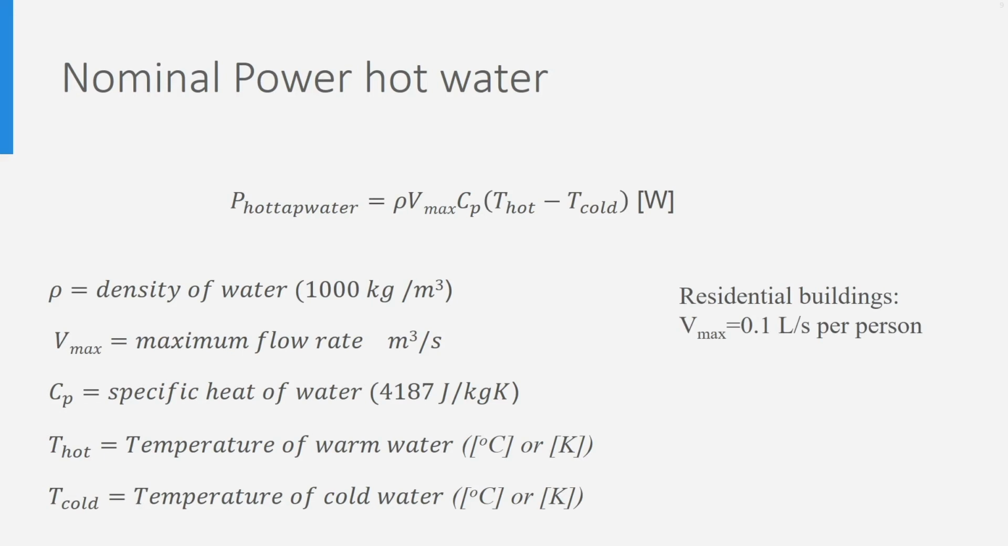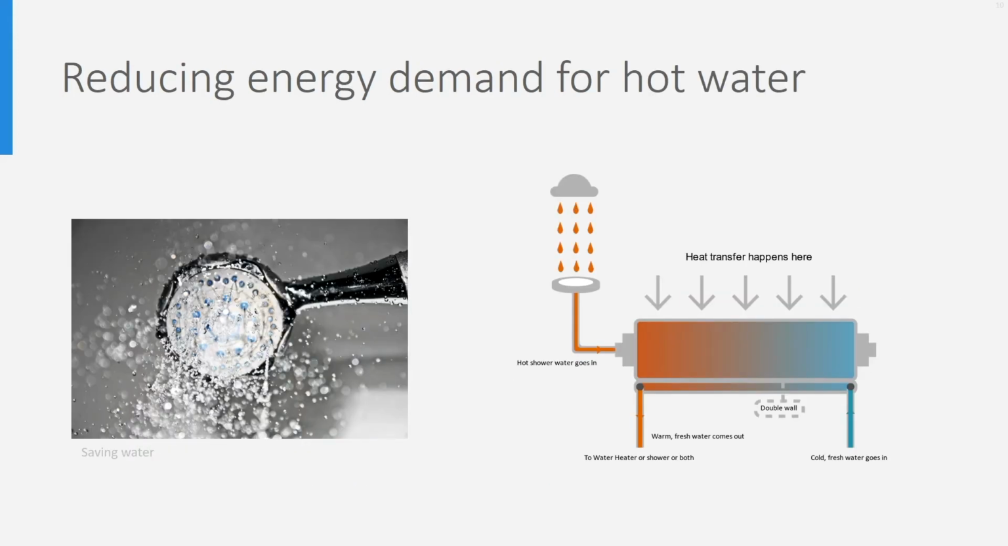In residential buildings, you can assume a volume rate of 0.1 liter per second per person. For higher CW classes, in for example combination boilers, it may even be 0.16. So 0.1 leads to more or less 20 kilowatt, 0.16 to 35 kilowatt. This is why combination boilers have such a high power.